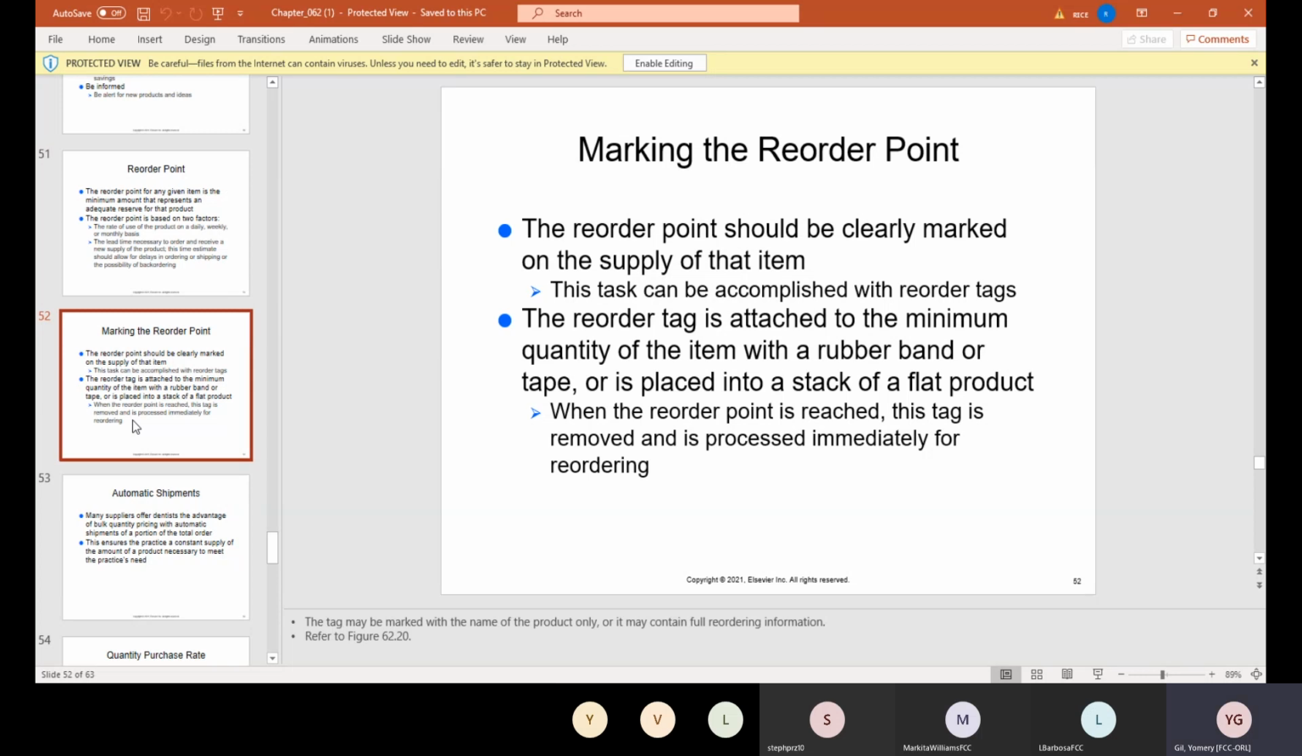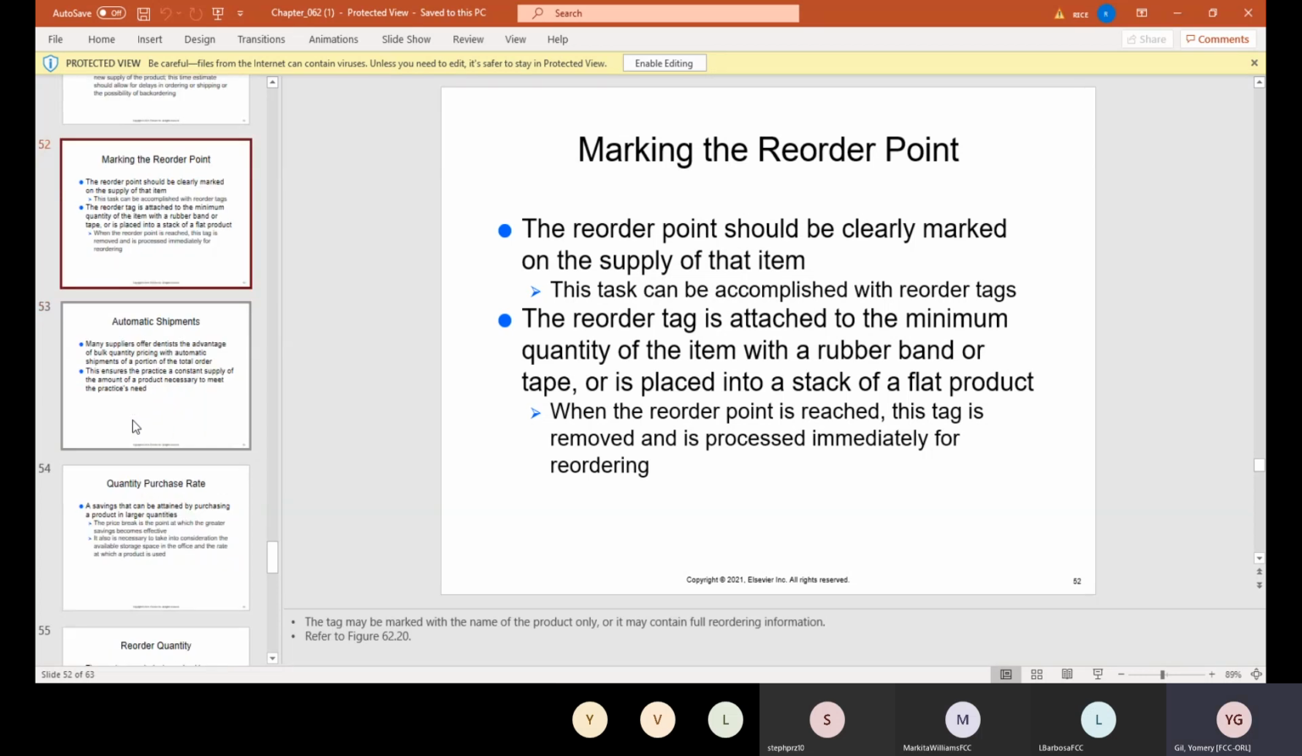Marking the reorder point. The reorder point should be clearly marked on the supply of that item. This task can be accomplished with reorder tags. Sometimes you won't have that, but it'll be known to the assistants that once we have this many left of this, we need to reorder. The reorder tag is attached to the minimum quantity of the item with a rubber band or tape, or is placed into a stack of a flat product. When the reorder point is reached, this tag is removed and is processed immediately for reordering.